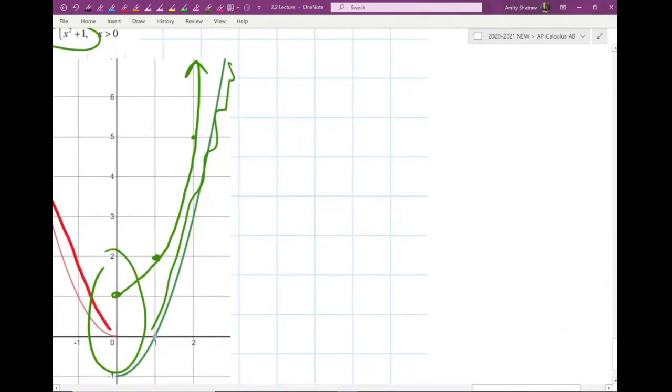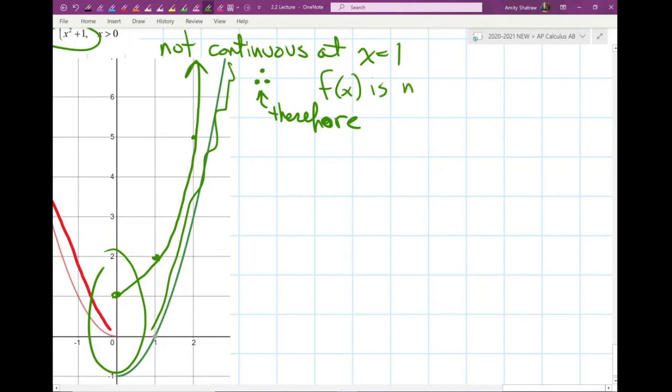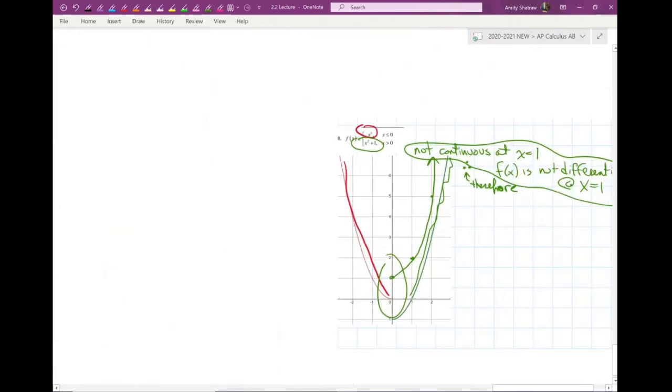So it's not continuous at x equals 1. Therefore, ready? 3 dots laid out like this on top of one another. This means therefore. You're welcome to use it anytime you want. Therefore, f of x is not differentiable at x equals 1. And that will be my answer as well as a reason why. Okay, so those are those two problems.